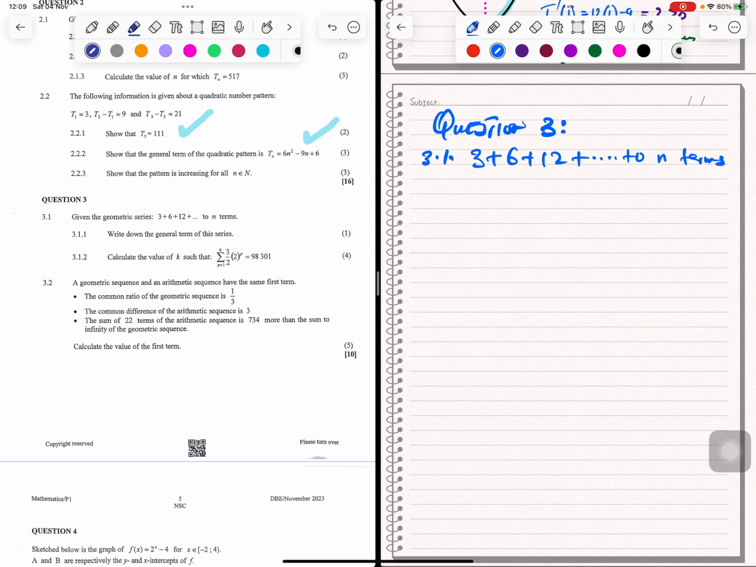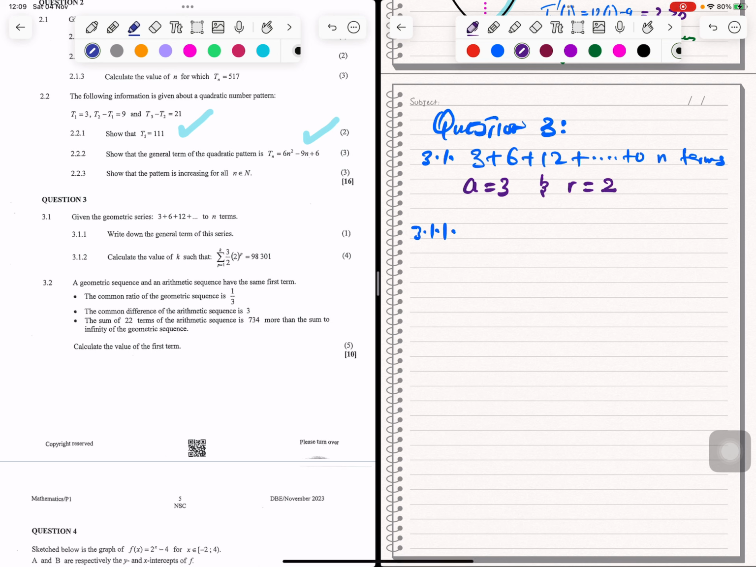Now, it's a geometric series. And then 3.1.1. So what do you know about a geometric series? That there's a constant ratio there. So let's have A being the first term, and that is 3. And then r is the ratio between two consecutive terms. In this case, it's 6 over 2, and that is 2.